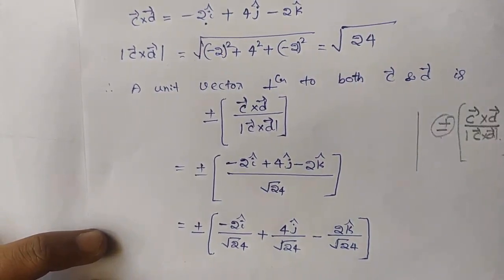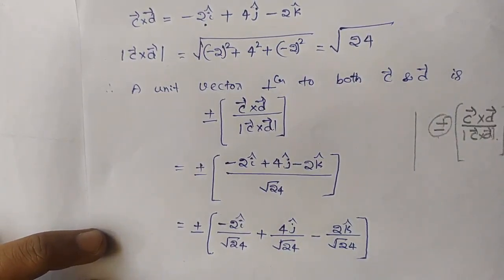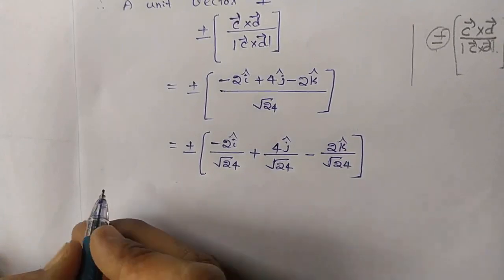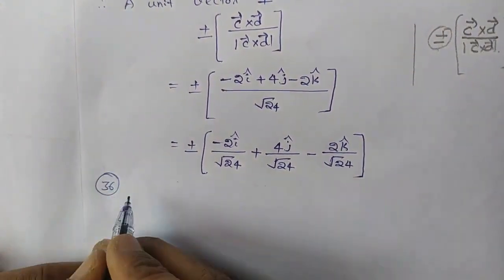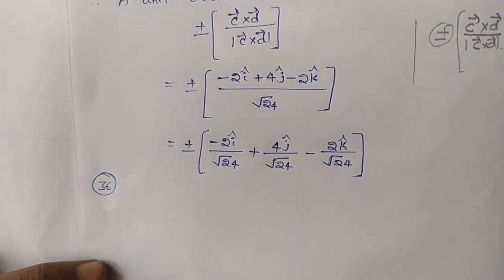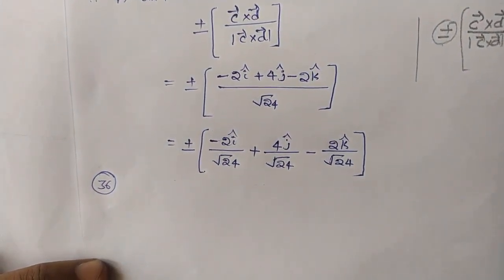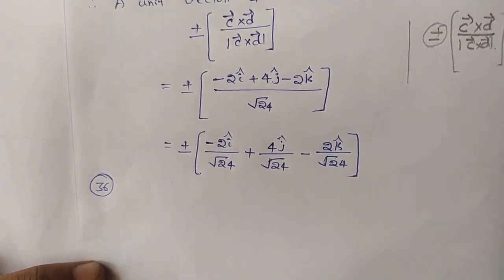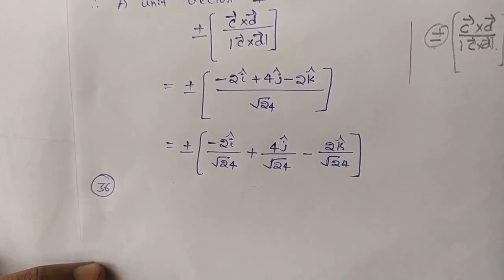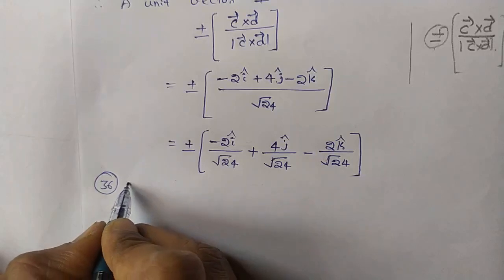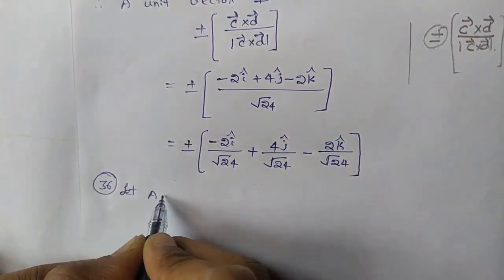Next, we will move on to the next question. See the 36th question of this question paper. Show that the vectors 2i minus j plus k, i minus 3j minus 5k and 3i minus 4j minus 4k form the vertices of a right angled triangle, right? So let us represent those vectors in Cartesian form.